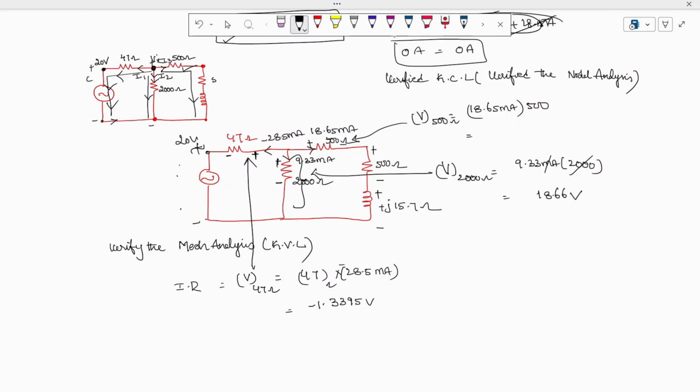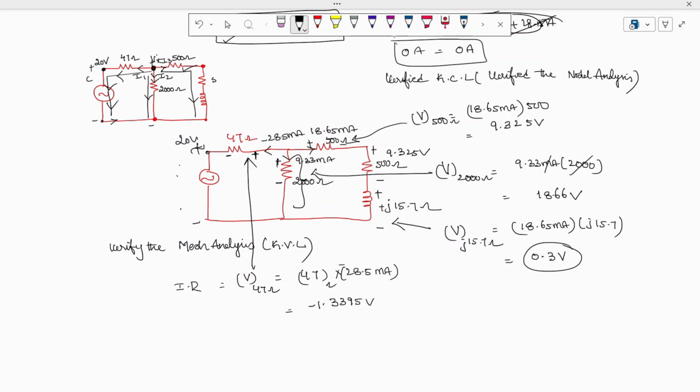So therefore when you multiply this with 500, you are going to get 9.325 volts. Okay, so this is 9.3, here also the same value, therefore here the drop is 9.325 volts. And again the voltage across the 15.7 ohm, it is nothing but an inductor, and the current is 18.65 milliampere multiplied with j 15.7 ohm. Therefore you are going to get 0.3 volts as the drop.